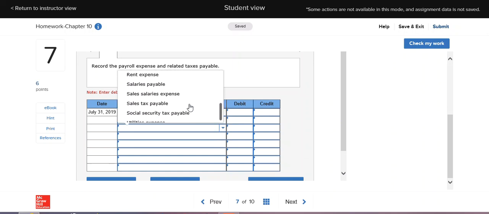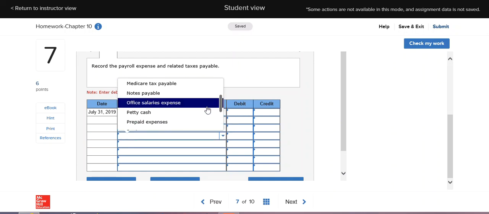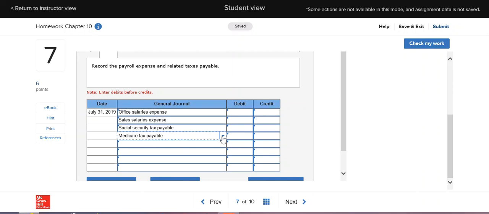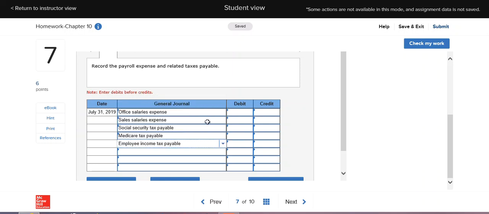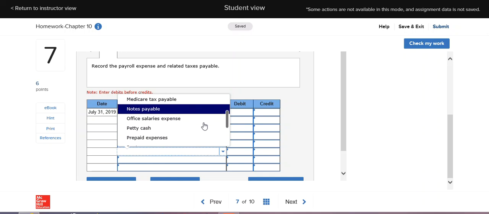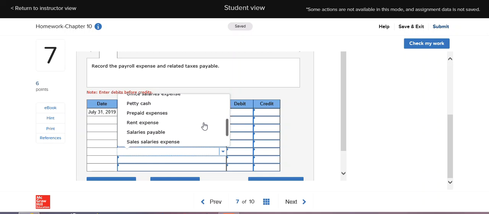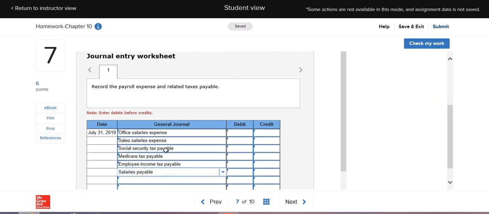So we've got Social Security, and that's a payable because we actually have to pay that into the government entity. Same with Medicare and employee income tax payable. And then the last thing we're going to do is put in the net pay, and the net pay is what goes to the employees. So that's salaries payable. So we start out with the expense, and then we have all these credits associated with the expense. So gross pay, deduction, deduction, deduction, net pay.